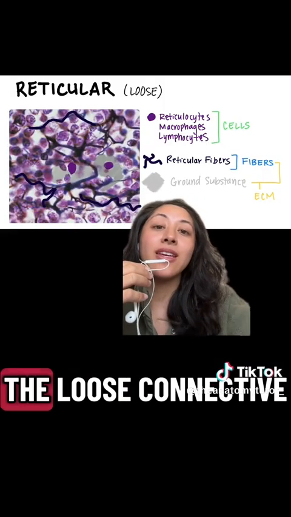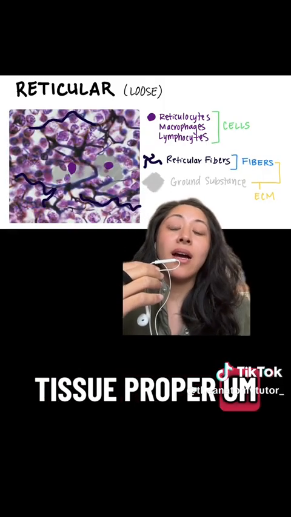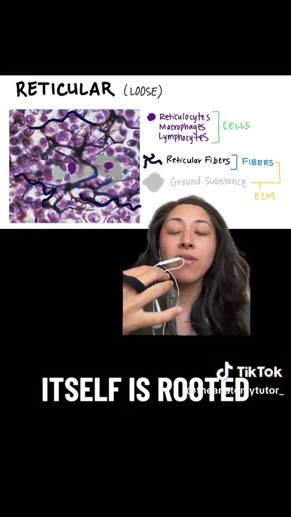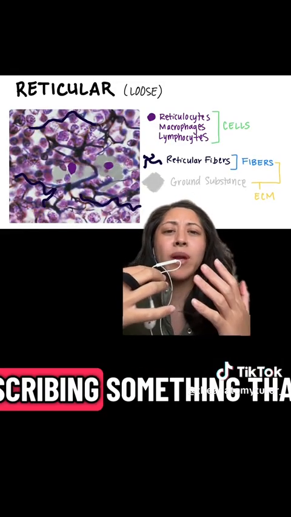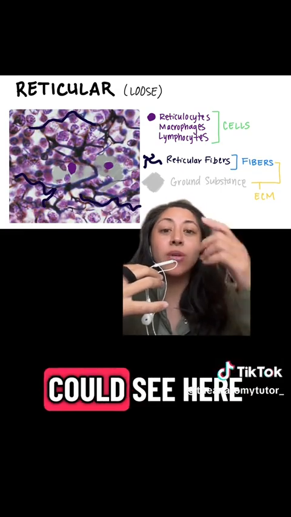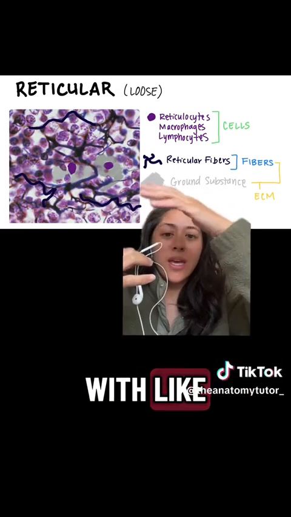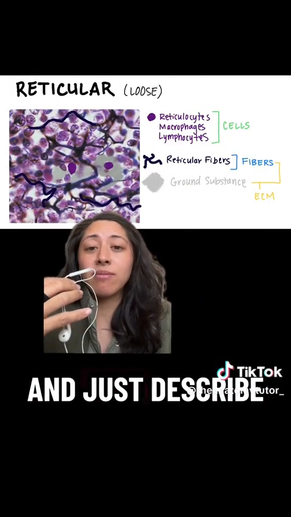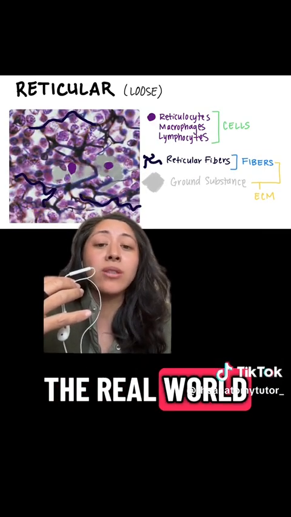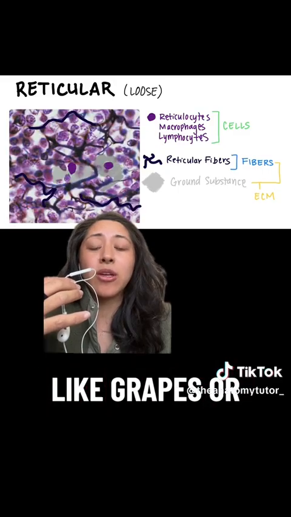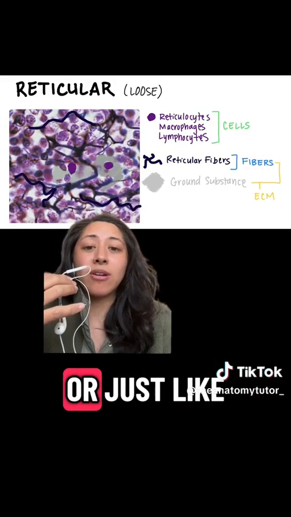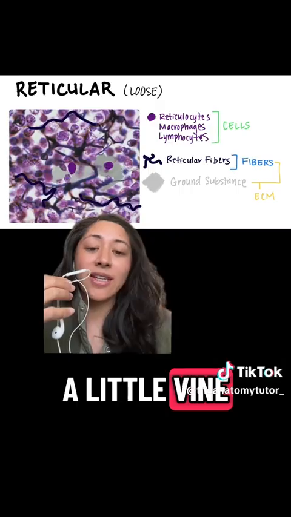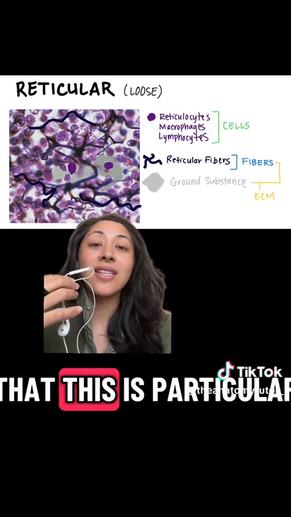The last of the loose connective tissue proper variety is reticular. Reticular, the word itself, is rooted in describing something that's like a network. And so you could see here, it's very much like a network with the black features. If you were to just look at this slide plainly and describe it using what you see in the real world, I would look at this and think it's maybe grapes or blueberries or just very fruity little dots on a little vine. And that's one of the best ways to indicate that this is reticular.